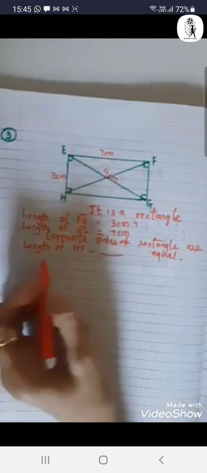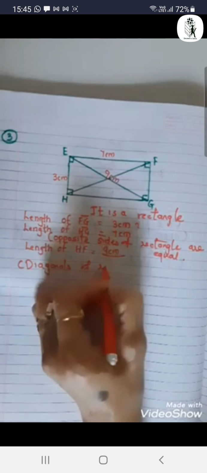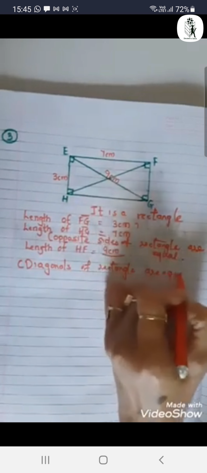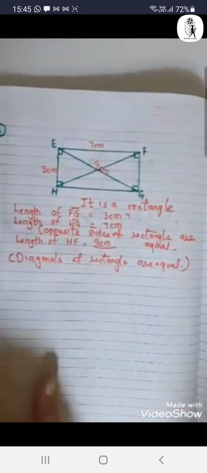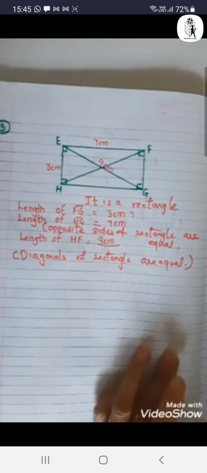Now we also have to find out the length of HF. So one diagonal is given, we have to find out the length of HF. So HF is also 9 centimeter, and again you have to write the reason, because diagonals of a rectangle are equal. Whenever you write the measures, always write the reason why it is equal or why it is half. So for that you need to read the properties of quadrilaterals thoroughly. Okay, so here we finish question number 3.